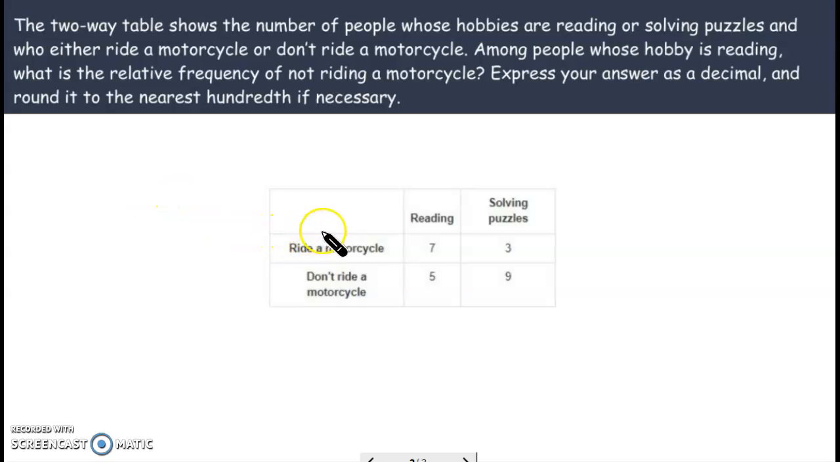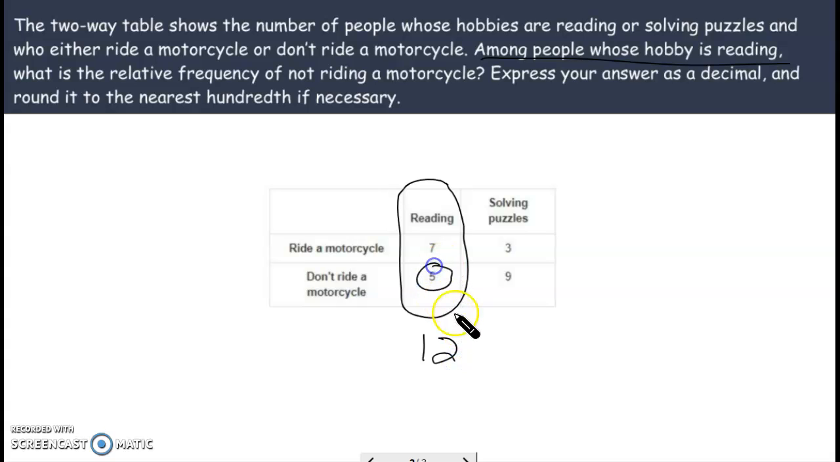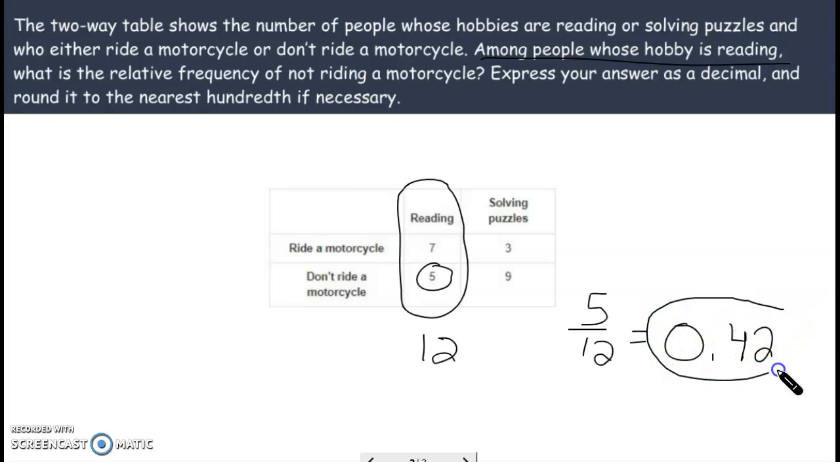So among those whose hobby is reading, so we are just focused on the reading. Those that said reading, based on this question here. What's the relative frequency of not riding a motorcycle? Well, let's get the total first for reading. There are 12 total readers, and those that don't ride a motorcycle are 5. So here's what we do. We take 5 and we divide it by that 12, and the relative frequency is 0.42.